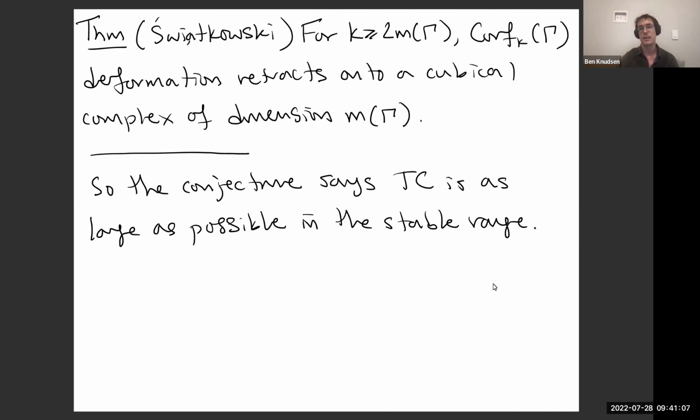What it says is that TC is as large as it could possibly be in the stable range. I'll remind you, although this is the topological complexity seminar, so there's no need to remind you, that an upper bound for TC is twice the homotopy dimension of your space, as long as you're dealing with a reasonable space. Okay. Questions at this point?